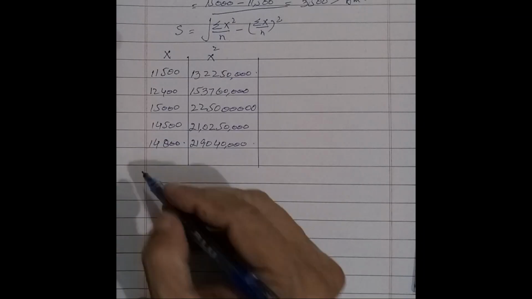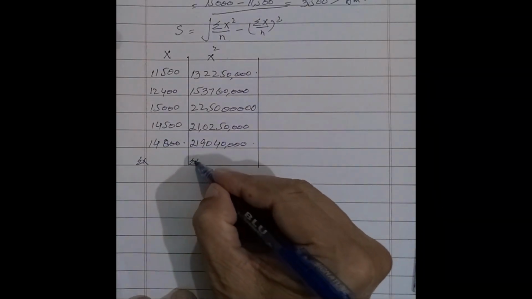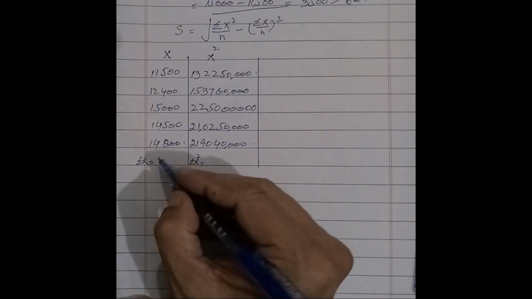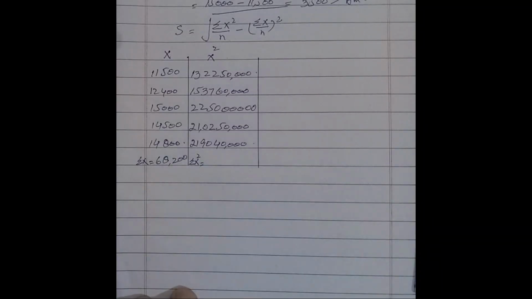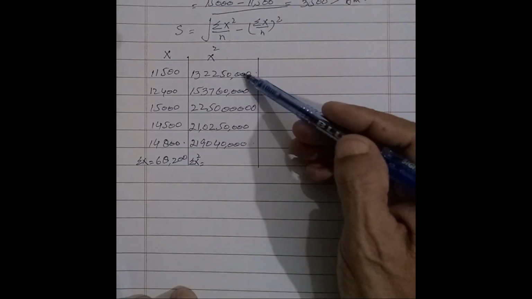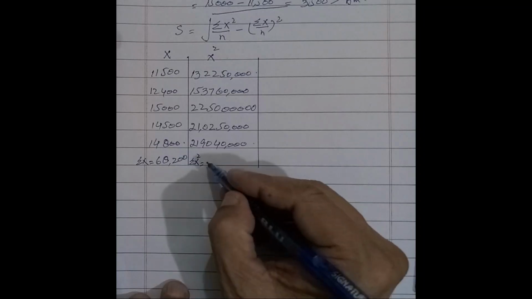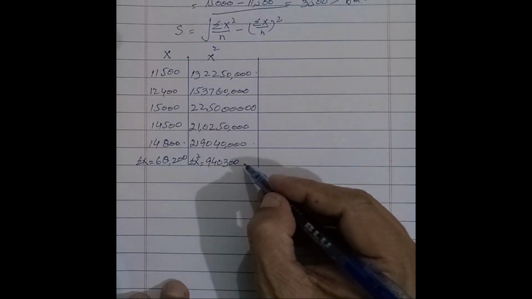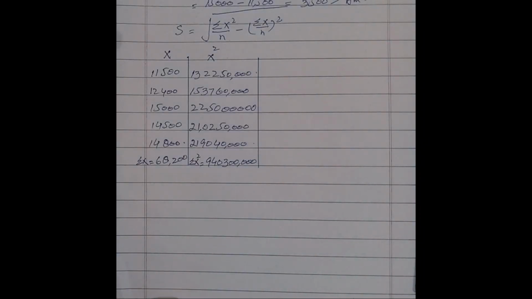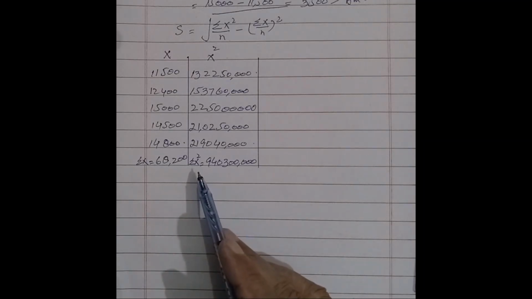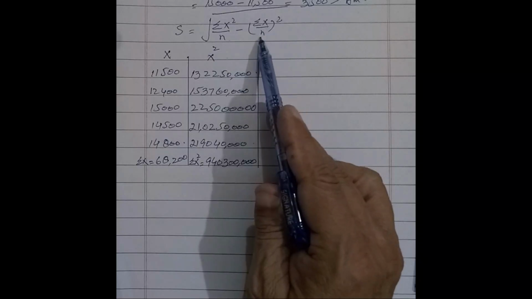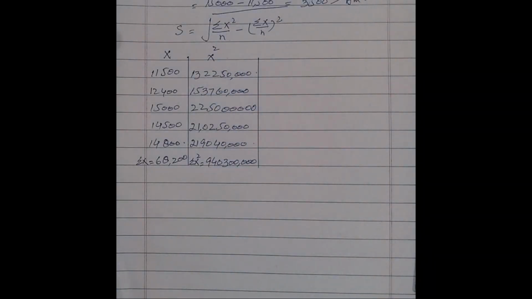And now we find the summation of x and summation of x square. We add these values with a calculator, which is easy for us. The answer is 68,200. And the sum of x square is 94 crore 300,000. These are the values of summation x and summation x square. Now we put these values in the formula, s is equal to the square root of summation x square over n minus summation x over n whole square, where n is the number of values, meaning the salaries of 5 teachers, so n is equal to 5.